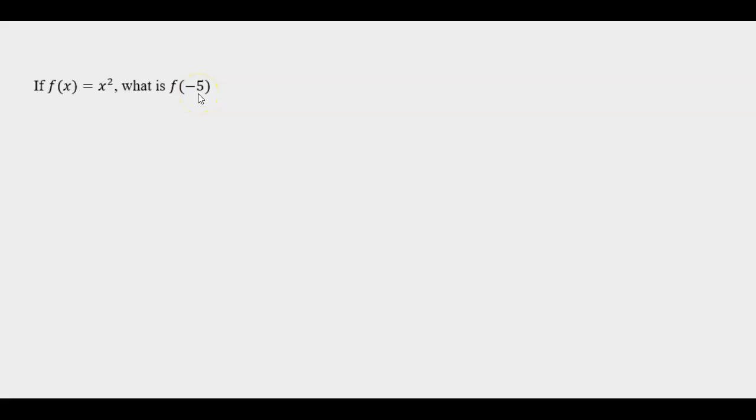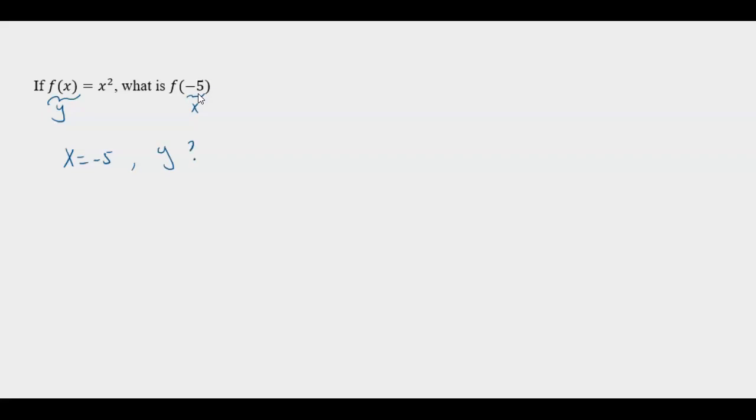So what they're asking us here is to find, now remember, f of x is the same thing as saying y, okay? So what they're asking us is, what is the value of y if x is negative 5? So in this case, the value of x is negative 5. This number right here, inside these parentheses, is the value of x. So if x equal negative 5, what is y?